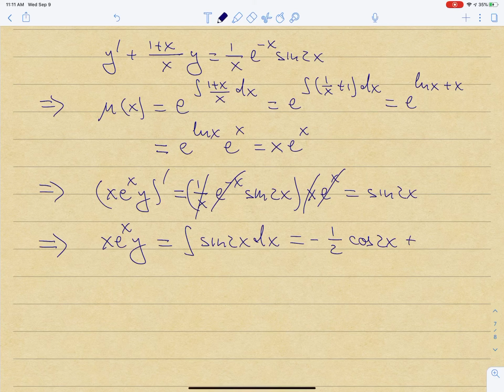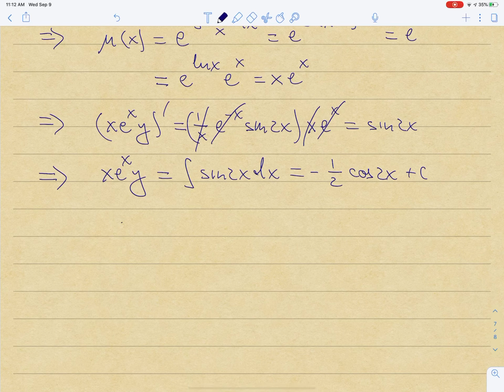again assuming that you reviewed integration, plus a constant. And so finally, then I can find y by dividing by x e to the x. So y should be equal to minus cosine of 2x divided by x e to the x plus c divided by x e to the x.